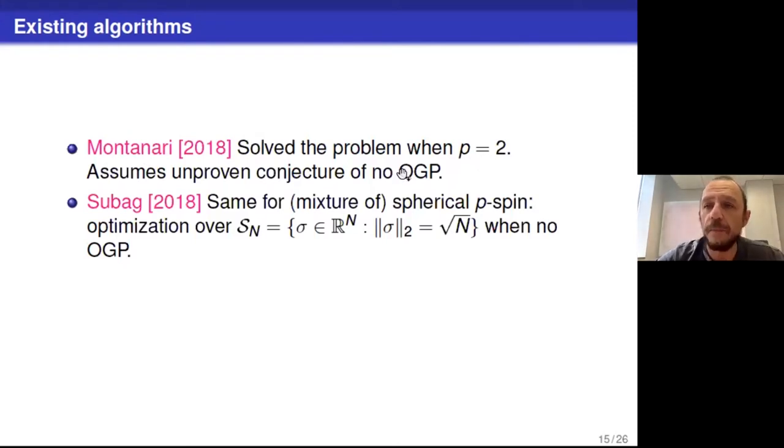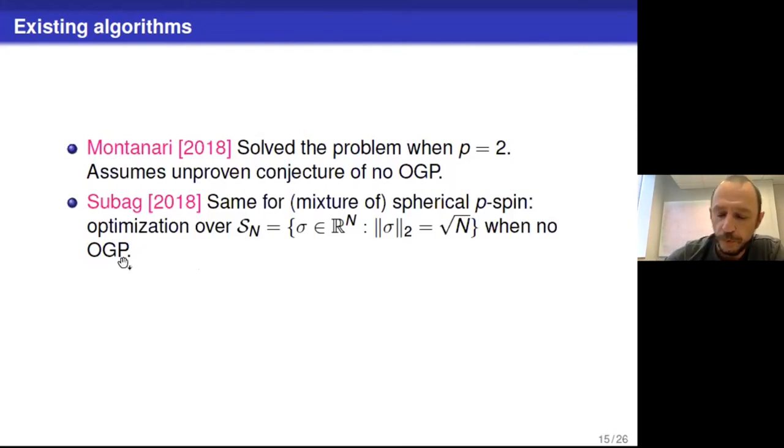But remarkably, all of these algorithmic advances occur in the regime where there is no overlap gap property. In particular, when p is equal to 2, it is conjectured, not proven, but widely conjectured, that the model does not exhibit the overlap gap property.